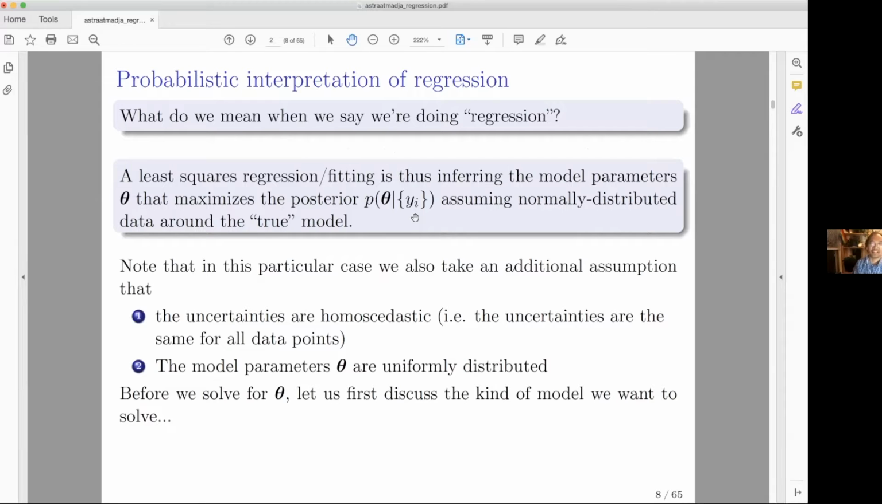All right. Just to make a summary, if you want to do least squares fitting, it's basically an inference of theta that maximizes the posterior. If you look at the equation, it's clear that we're assuming the data is normally distributed around the true model. But if you look at the equations, there are also two additional assumptions here. In the form of the posterior, we assume that the uncertainties are uniform, they all more or less the same. And we assume the parameters are uniformly distributed. So that's what it is.